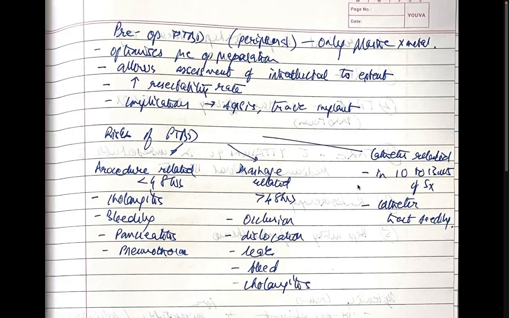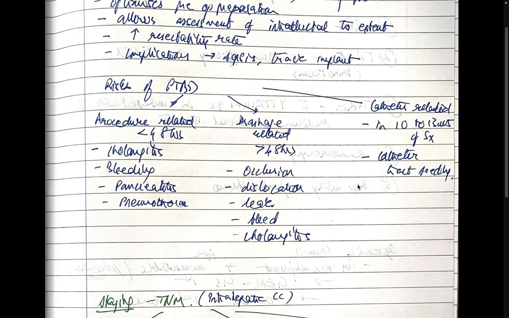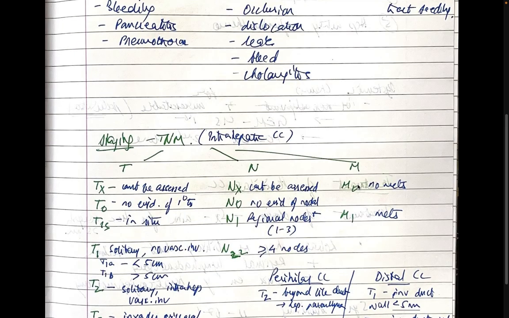But the complications would be sepsis and tract implant with tumor cells. Risks of PTBD. Procedure related are less than 48 hours. You can get cholangitis, bleeding, pancreatitis, and pneumothorax. Drainage related is more than 48 hours. It can get occluded, it can get displaced. There can be a leak and there can be bleeding or cholangitis. Catheter related, in 10 to 13 months of surgery, catheter can get seeded with tumor cells.